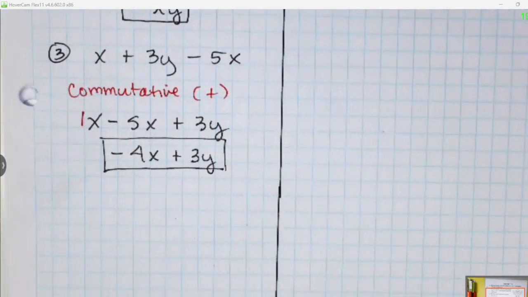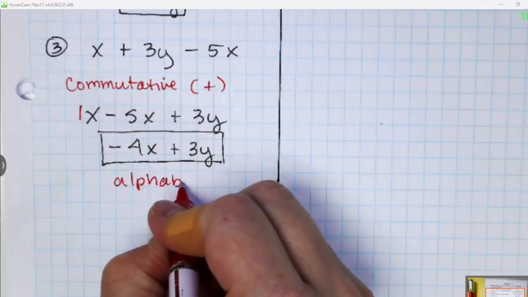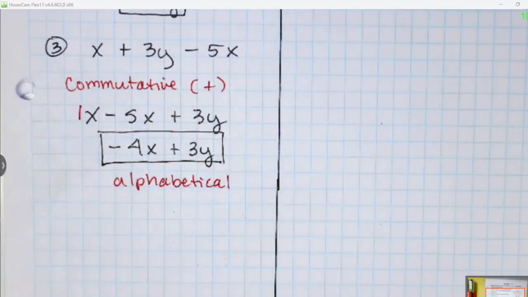Notice that when you add like terms, your answers need to be alphabetical. x's before y's.